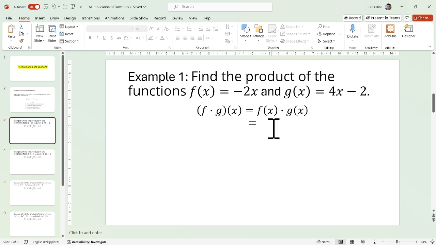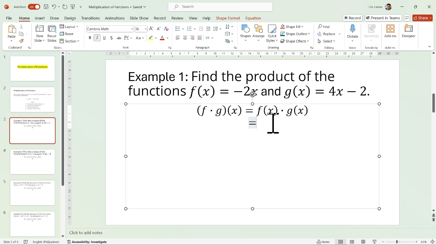So again, we will just substitute the expressions for f of x, and that is equal to negative 2x. We enclose them in the parentheses, and we will no longer write this dot symbol. Instead, we will just write the parentheses. The expression for f of x enclosed in the parentheses, negative 2x, multiplied by the expression for g of x, which is 4x minus 2, written inside the parentheses. Okay, now negative 2x multiplied by 4x minus 2, this is multiplication of polynomials.